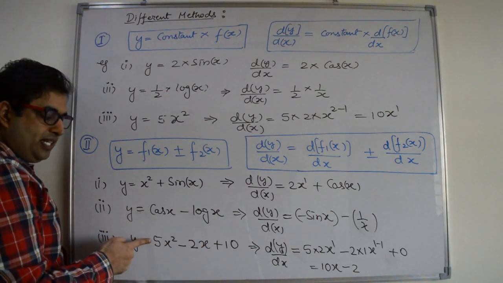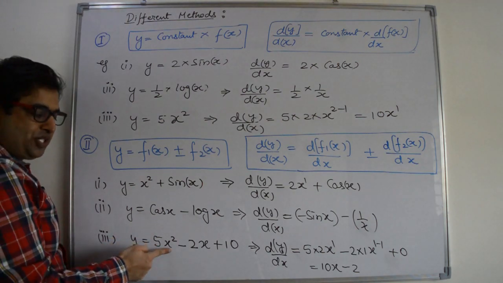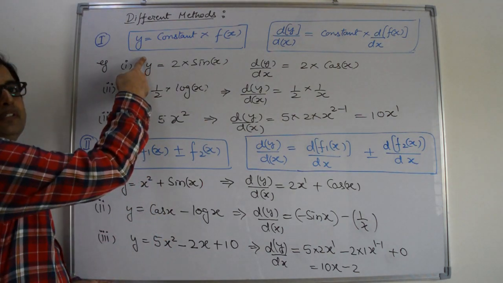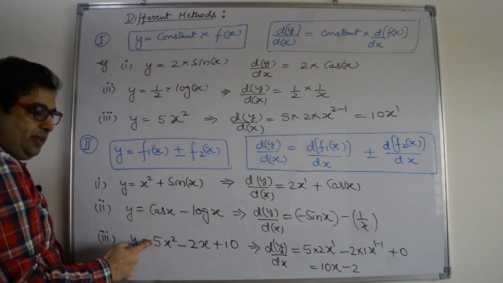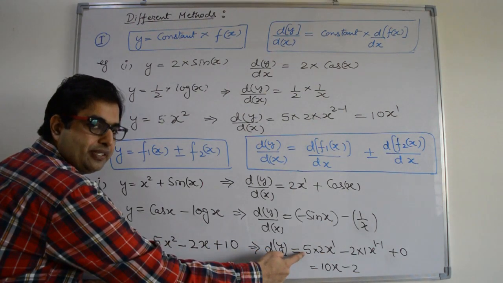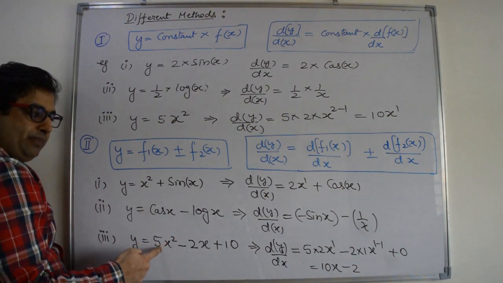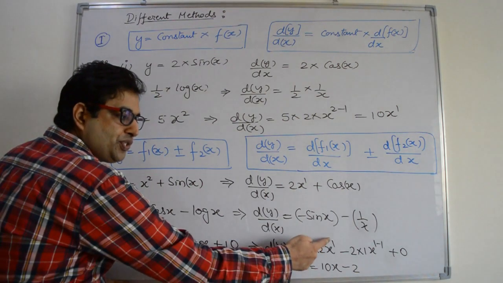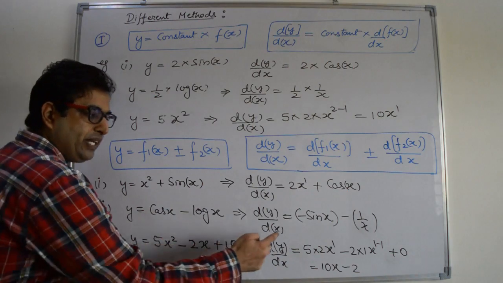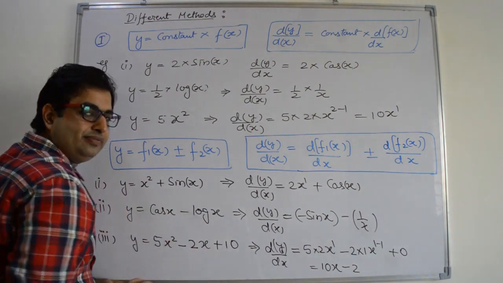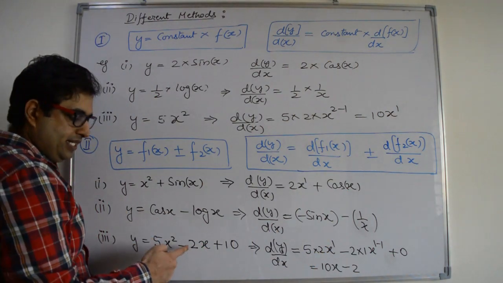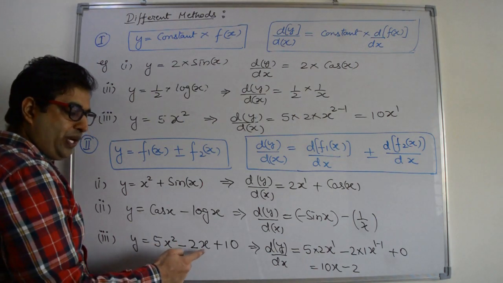Third number, y equal to 5x square minus 2x plus 10. So 5 is in multiplication here with x square, so we will use the first method. 5 is in multiplication, it will remain in multiplication. For x square differentiation, the power 2 will come in multiplication and we have to subtract 1. So it becomes 2x power 1. Got it?